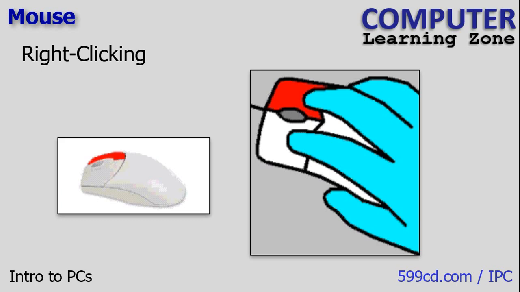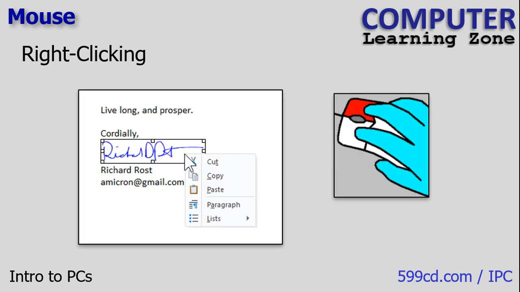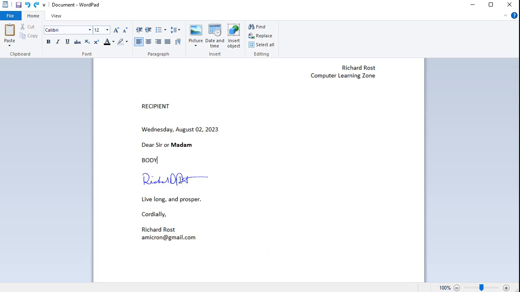Right-clicking involves pressing the right mouse button while the mouse pointer is positioned over an item. Right-clicking typically opens a menu or provides a list of options relevant to whatever you've clicked on. For example, if I right-click on that image, it opens up a menu where it offers me options to cut, copy, paste, and do other stuff. And here it is. If I right-click on that guy, there's that menu. See?